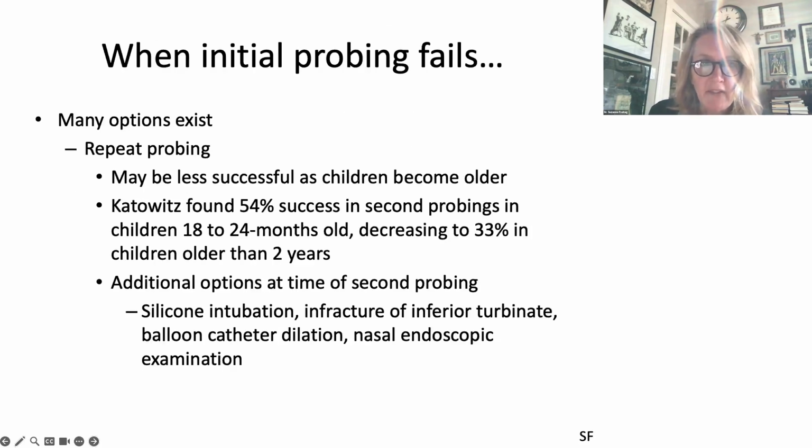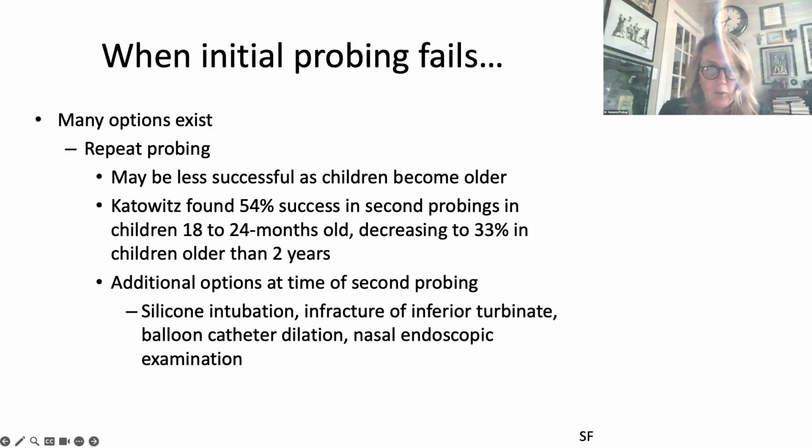So many options exist when initial probing fails, and we, as lacrimal specialists, often find ourselves in this situation. So the first option is to repeat the probing. Perhaps the person who did it before wasn't as adept with the technique, and so you want to check things yourself, keeping in mind that repeat probing may be less successful as children become older. Katowitz found 54% success in second probings in children 18 to 24 months, and this decreased to 33% in kids older than 2 years.